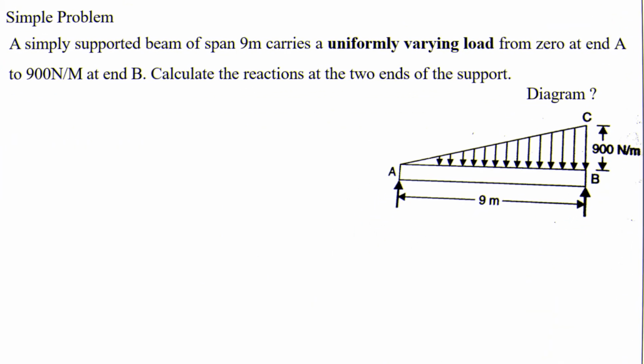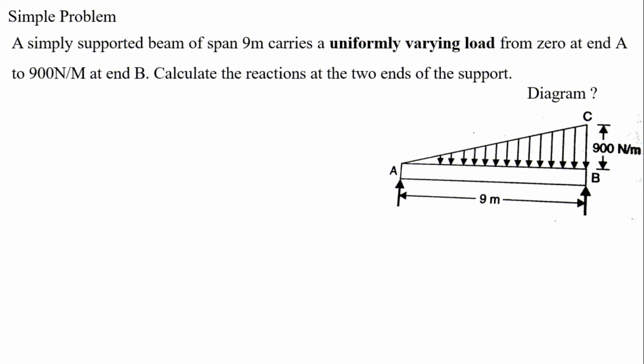Now another simple problem. A simply supported beam of span 9 meter carries a uniformly varying load from 0 at end A and 900 Newton per meter at end B. Calculate the reactions at the two ends. So the beam is supported by simple supports RA and RB, right? We want to calculate RA and RB. Now this is the uniformly varying load. We have to convert this uniformly varying load into a concentrated load, right? So at end A, RA reaction force, at end B, RB reaction force, right?